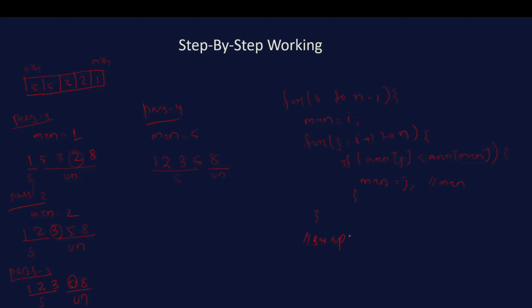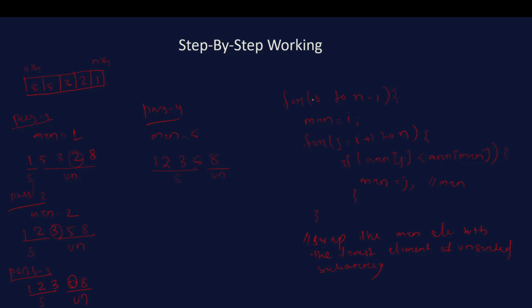So the min element will be swapped with the first element of the unsorted subarray. So this is exactly what we need to do. So this is the algorithm.